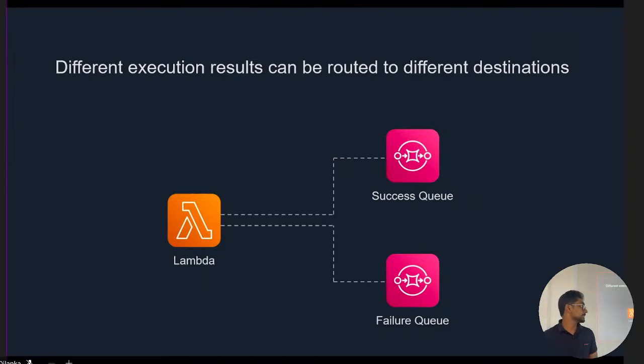Another key thing I want to highlight here is that depending on the execution result, you can navigate to different destinations in AWS Lambda. Let's say if the execution fails, you can redirect to the failure queue. If the execution passed, you can redirect to the success queue. Even another destination type is also possible here.